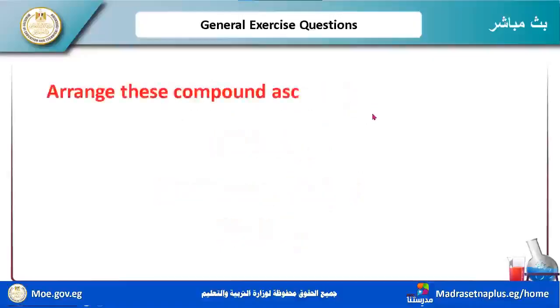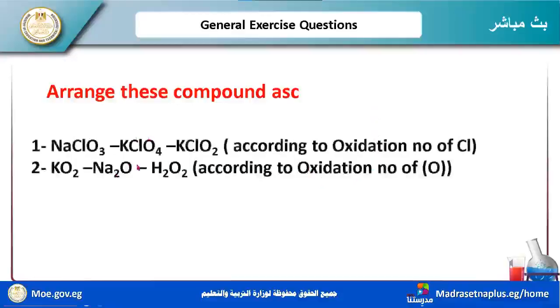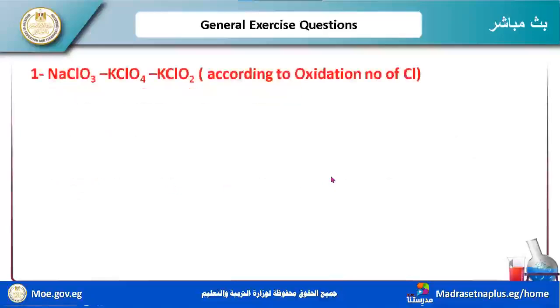Now, if I ask you to arrange these compounds ascendingly, NaClO3, KClO4, KClO2 according to the oxidation number of chlorine, and KO2, Na2O, H2O2 according to the oxidation number of oxygen, we must calculate that.